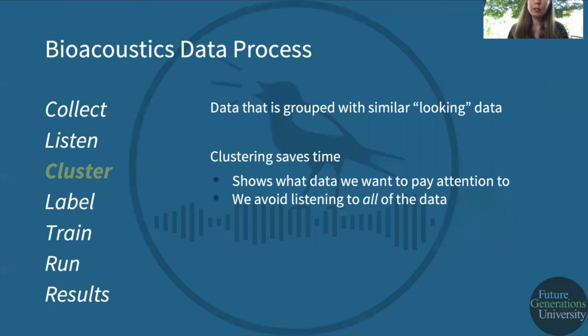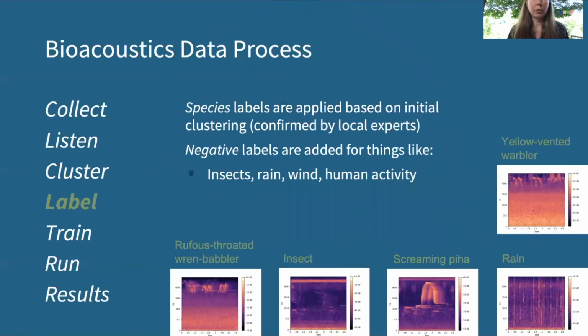After that, we cluster the data. We use the computer to cluster the data into similar looking data, similar looking spectrograms. And this saves time. Then we have a cluster of the screaming piha. We have a cluster of these different birds, so we don't have to look at all of it. And then those clusters are verified by local experts. And that's the labeling process.